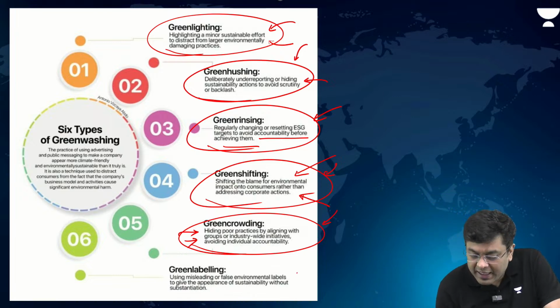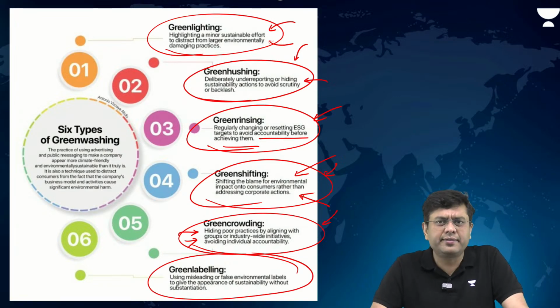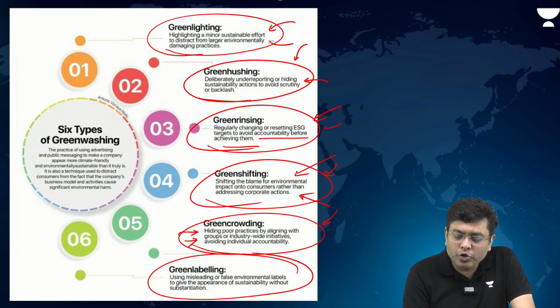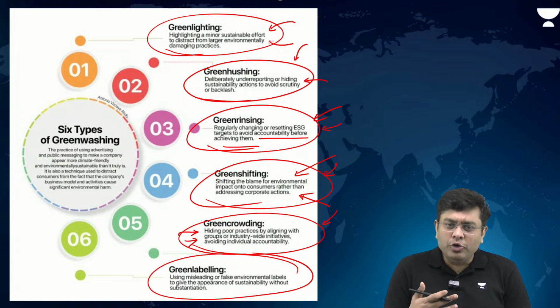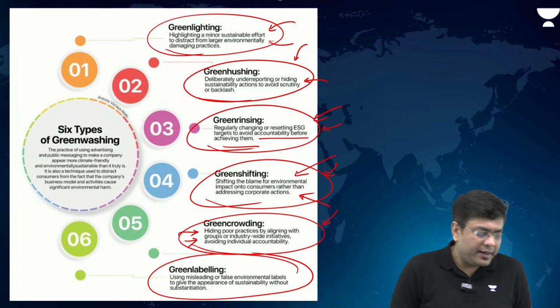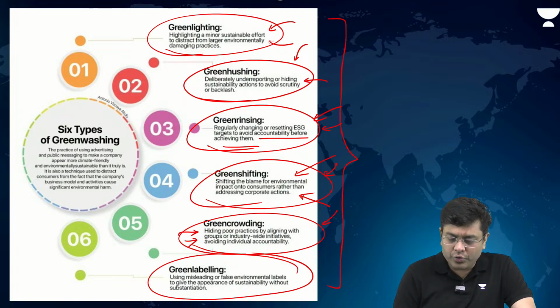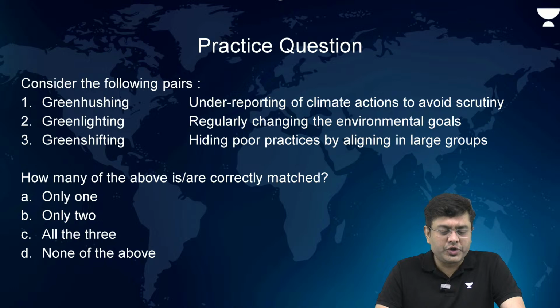Then green labeling. Misleading environmental labels, biodegradable plastics. Many of them are using that green labeling. So these are the various different types of greenwashing. Okay. Green rinsing is that you change the goals prior to achieving them itself. You keep on changing the goals. When you keep on changing the goals, then what is the purpose of setting the goals in the first place? Right. So that is the process of green rinsing. I hope these 6 are understood. Right? Now, if these 6 are understood, then solve this question.